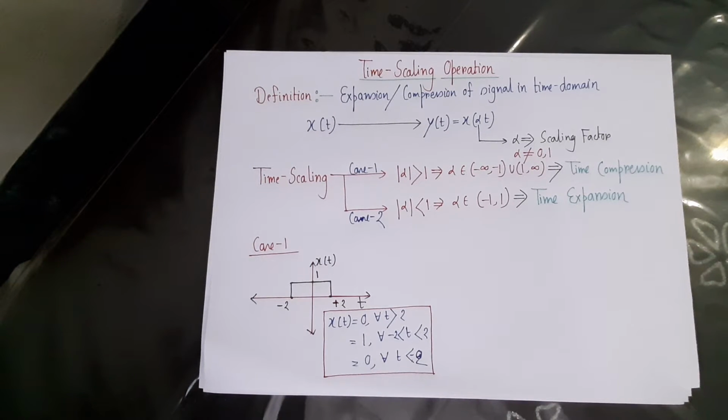Expansion or compression of a signal in the time domain is termed as the time scaling operation. In the time scaling operation, the amplitude of the original signal remains unchanged. Only the signal gets either compressed in the time domain or gets expanded in the time domain. Let us try to understand what actually happens in a time scaling operation.